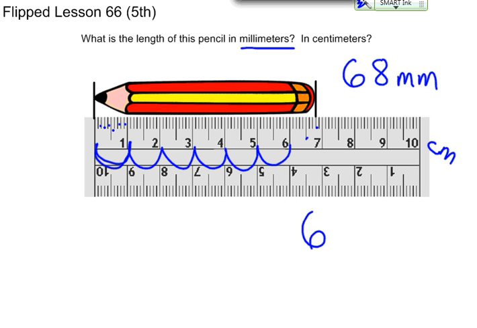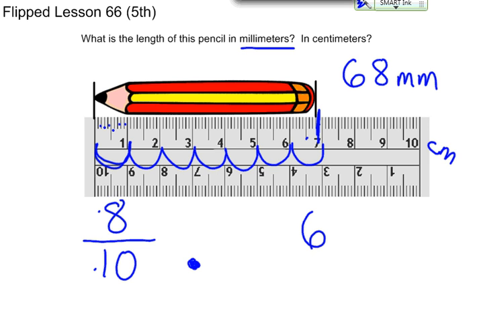Now, if we wanted to do this in centimeters, we can easily see we have 6 centimeters. But now to show the part of a centimeter, to get to this mark right here, where our line is, we know it's at the 8 millimeter mark, but how do we write that as a decimal? We know that between 6 and 7, there are 10 little marks, right? So 8 of the 10 marks are what we're using when it comes to our measurement, or 8 tenths.